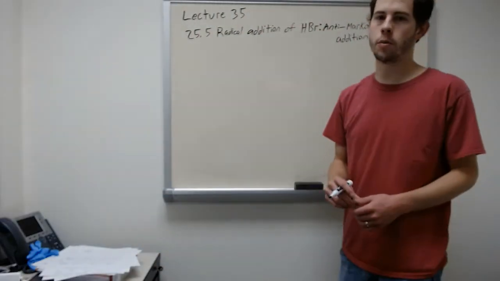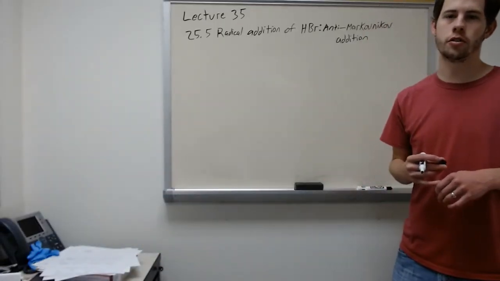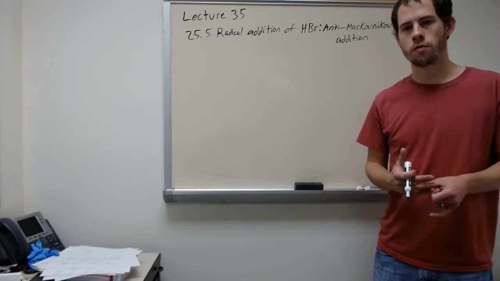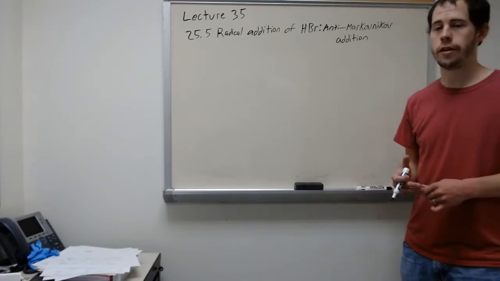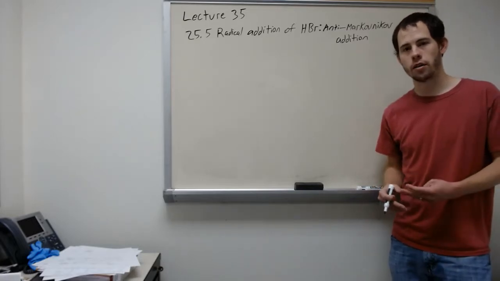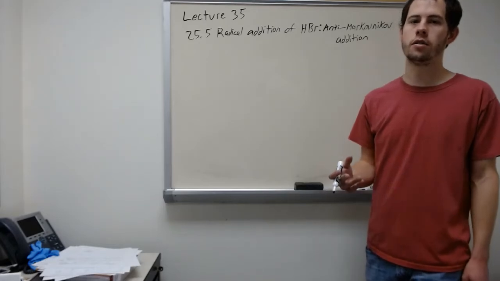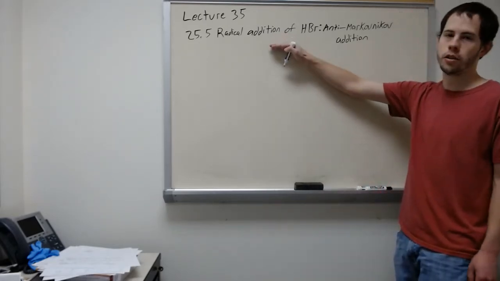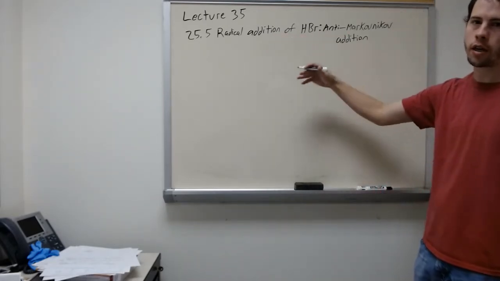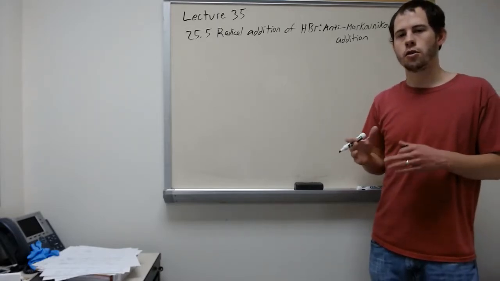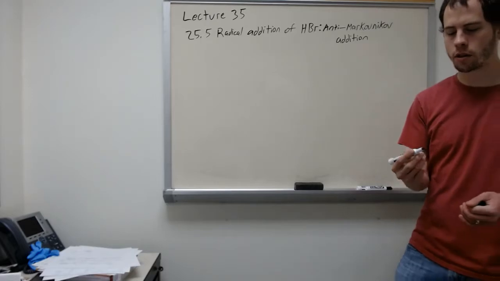Alright, so we're going to finish up our discussion on radical reactions and finish up chapter 25. So far in chapter 25, we talked about the radical reaction of alkanes. Now we're going to move on to talk about the radical reaction of alkenes and alkynes. So we're going to talk about the radical addition of HBr to an alkene, and it's going to give us the anti-Markovnikov addition. So I'm going to go back and revisit a reaction that we talked about in the spring.